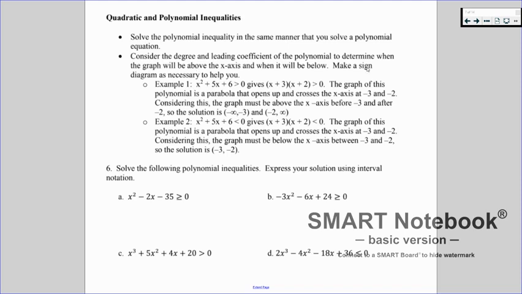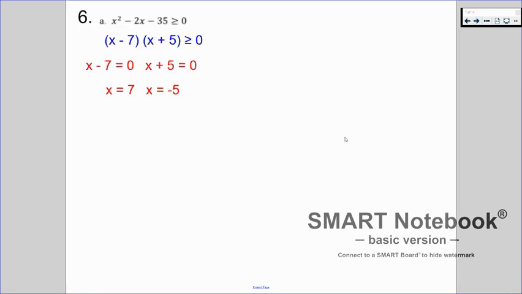So it says here that we can make a sign diagram as necessary. And then in the examples, we talk about the graphs. So understanding what the graph would look like is also going to be very helpful. That's how I'm going to show you, using your knowledge of what the graph would look like depending on the degree and what the leading coefficient is. So we'll get into the questions. So here's the first one.